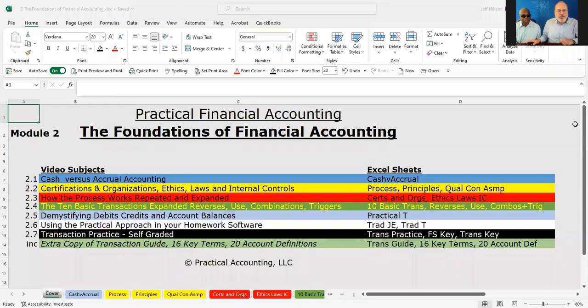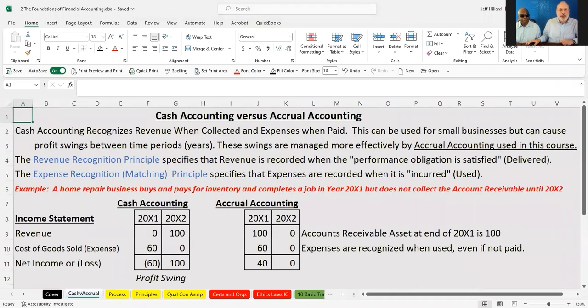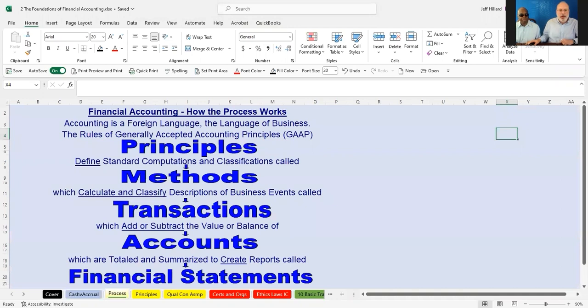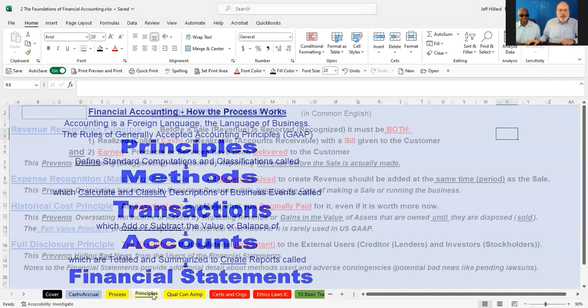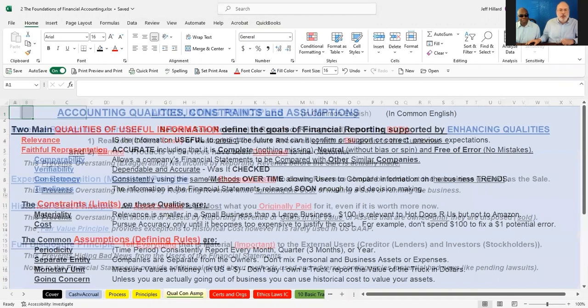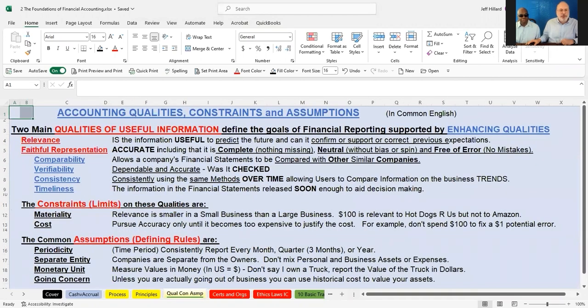Okay. Let's take a brief look inside the foundations of financial accounting. The first thing we're going to do is explain the difference between cash accounting, which you probably understand, and accrual accounting, which is what you're going to learn. Then we're going to define the 4 major principles and the qualities, constraints, and assumptions that support them. This is a standard framework.